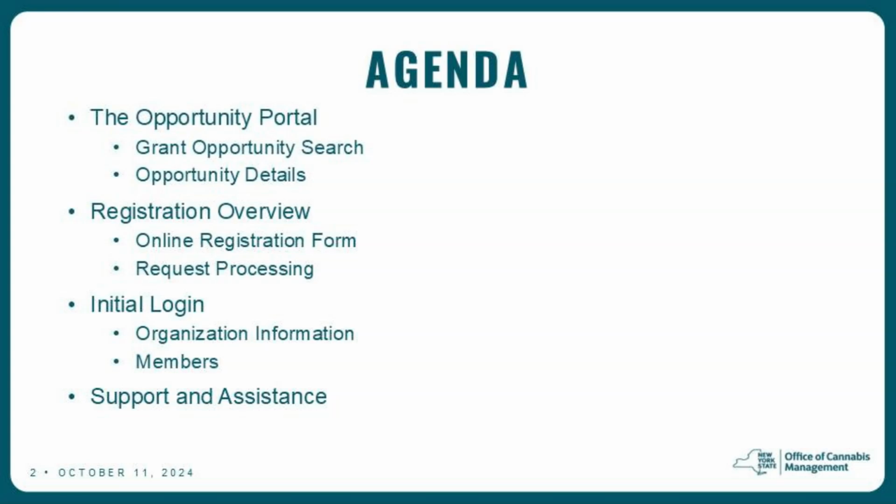You'll learn how to access the opportunity portal to search for and view details for upcoming OCM grant opportunities and how to sign up to be notified when new grant opportunities are made available. This video will also provide a registration overview, which will show the process of registering your organization for the eGrants system in order to prepare your organization to log in and apply for OCM grants.